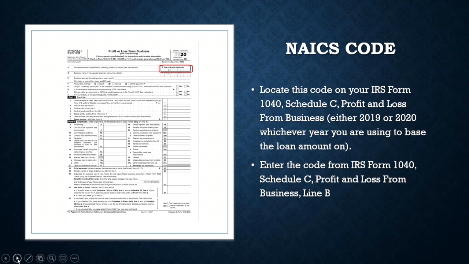When you look on your Schedule C for either 2019 or 2020, you should have a code there. And that is the code that you need to enter on this application. The bank is going to ask for this code when you go online, but I want you to enter this code on your paper application so you have it already available when you get ready to apply online.